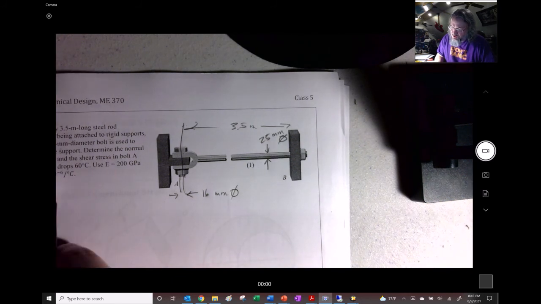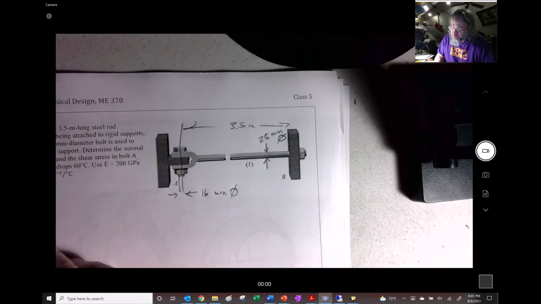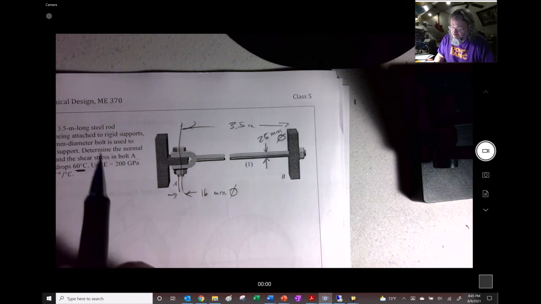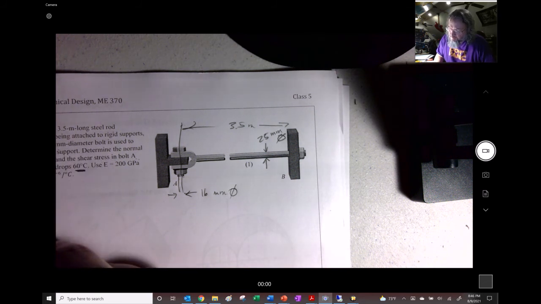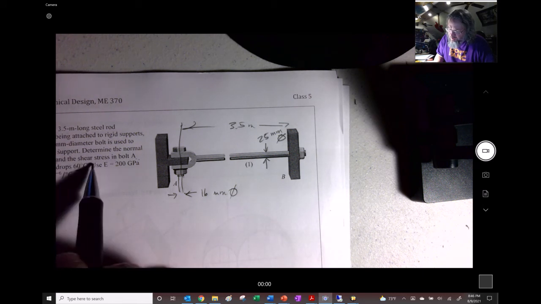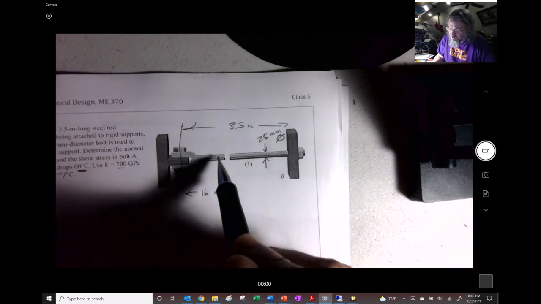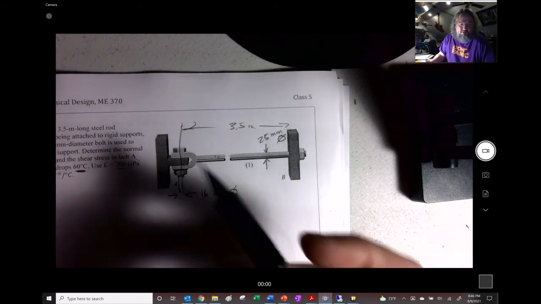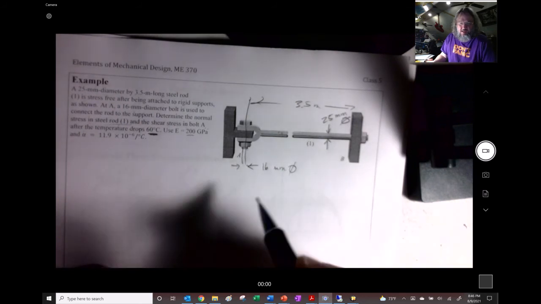Determine the normal stress in this rod, and the shear stress in the bolt after the temperature drops 60 degrees Celsius. I think both of them are made out of steel? To determine the stress in the steel rod and the stress in the bolt. Well, this one is steel, right? What about the bolt? Do they tell us anything about that? Well, I guess we don't need to know that. All right, cool. So basically, it is a simple thing.